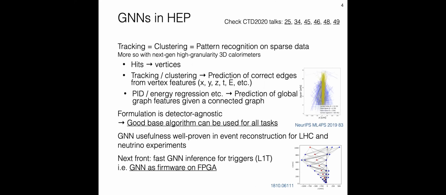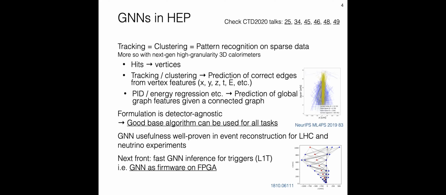Now, coming back to high energy physics. Graph neural networks have been a hot topic in the field, as evidenced by the number of talks. Two talks before it was also about graphs. The number of talks just in this conference, right? And I think the reason that it's hot is that GNNs provide a unified basis to think about different tasks in high energy physics. What I mean by that is tracking and clustering. They're both pattern recognition on sparse data. And this is even more so with next generation high granularity 3D calorimeters such as CMS-HGCal for the high luminosity phase.